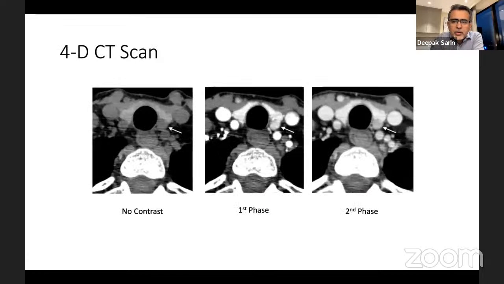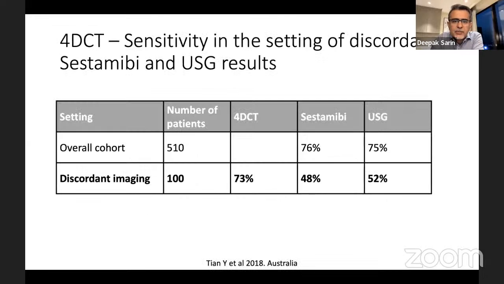I think Garima already talked about the 4D CT and how it's based on differential enhancing patterns for parathyroid adenomas, and there is some literature to support that, particularly when you have discordant imaging, the 4D CT can really help above and beyond the Sestamibi and ultrasound information.